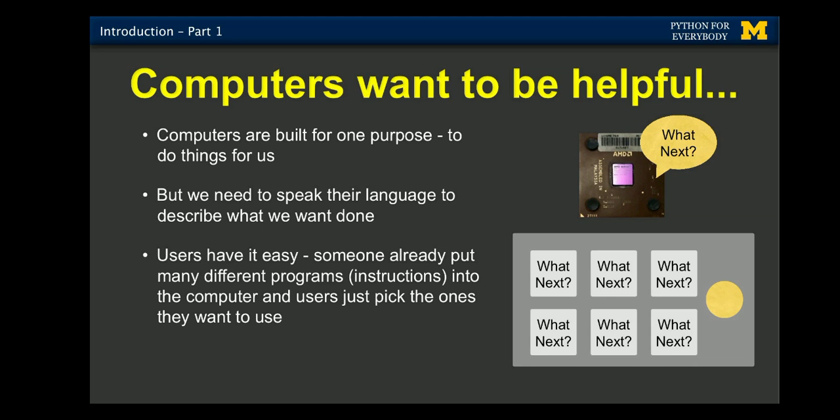Computers want to be helpful. Computers are built for one purpose, to do things for us, but we need to speak their language to describe what we want to be done. Users have it easy. Somebody already put many different programs' instructions into the computer, and users just pick the ones that they want to use.